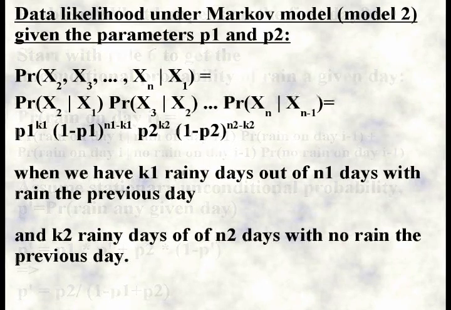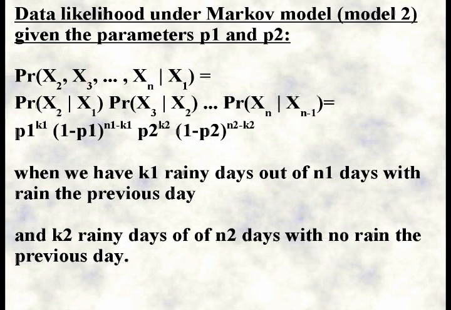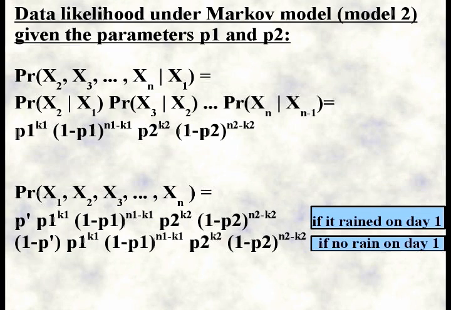For the rest of the data I have k1 out of n1 cases of rain with rain the previous day, and k2 out of n2 cases of rain with no rain the previous day. The data likelihood for day 2 to day n under this model will be p1 to the power of k1 times 1 minus p1 to the power of n1 minus k1, times p2 to the power of k2 times 1 minus p2 to the power of n2 minus k2. If it rained the first day, we multiply this with the unconditional probability of rain p marked, and if not, we multiply with 1 minus p marked.